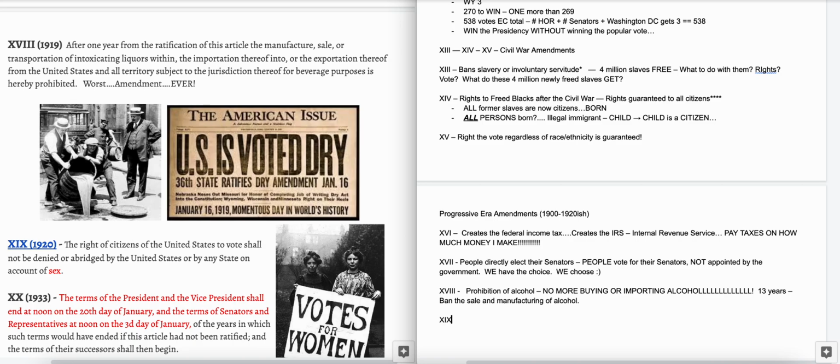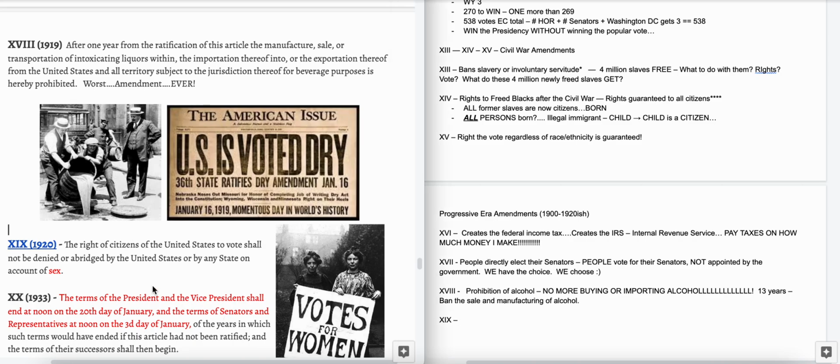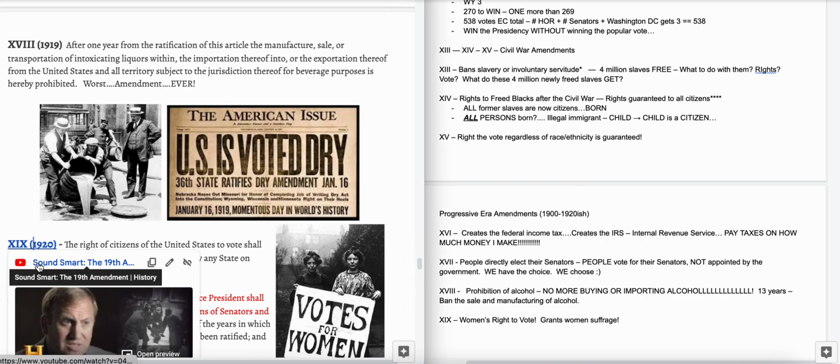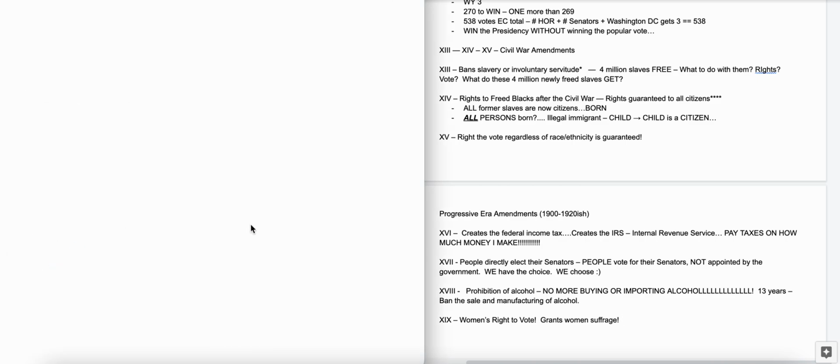I hate it. The 19th Amendment. "The rights of the citizens of the United States to vote shall not be denied or abridged by the United States or by any state on account of sex." Women, right to vote. It grants women suffrage. Suffrage means the right to vote. I love it. So now in 1920, women have the right to vote.